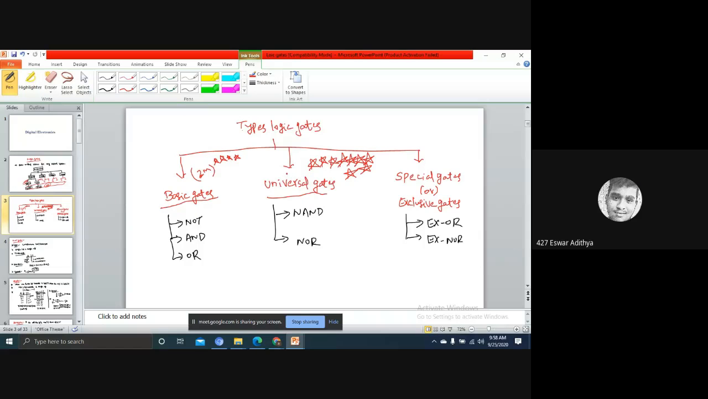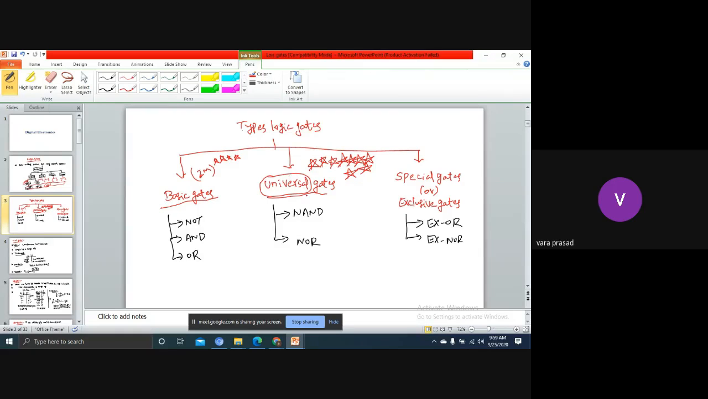APJ Abdul Kalam, sir. No, I'm saying hero. Abdul Kalam is a scientist. I'm asking about an actor. Somebody said Kamal Haasan, sir. Yes, Kamal Haasan. Why is Kamal Haasan the universal hero? Why did they give the name universal hero? He can perform any type of character, any type of role. That's why we can call him a universal hero.